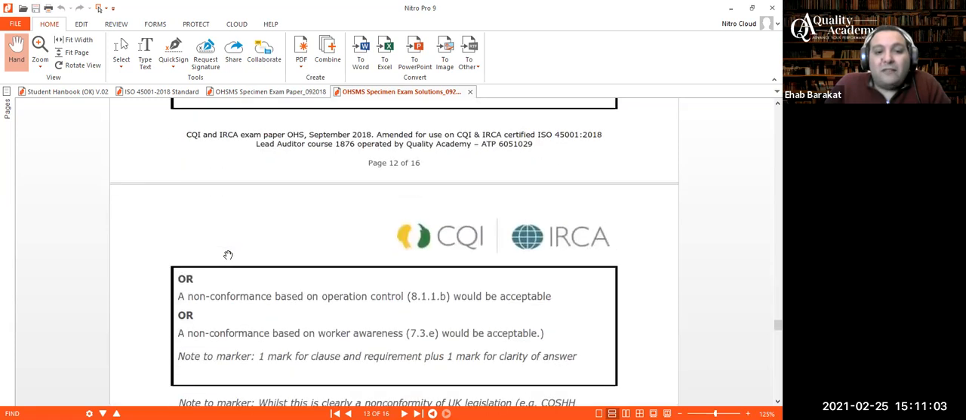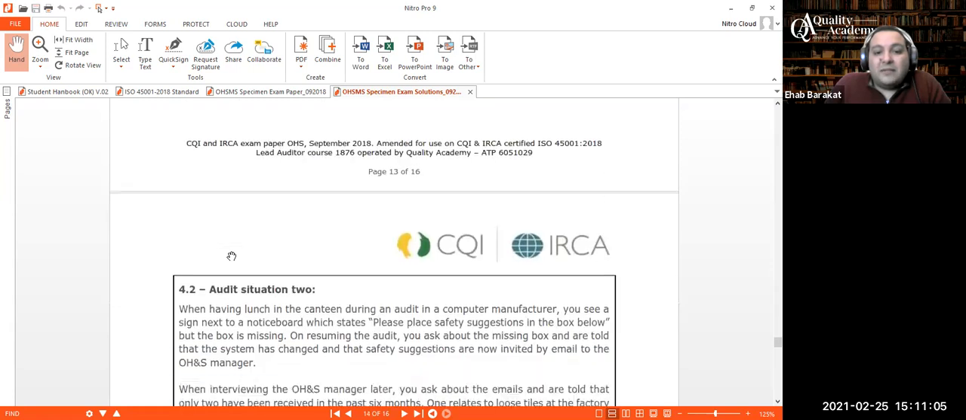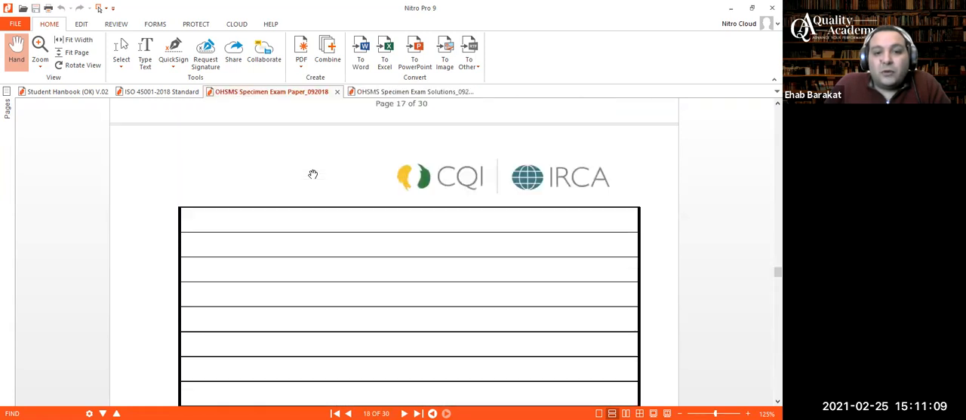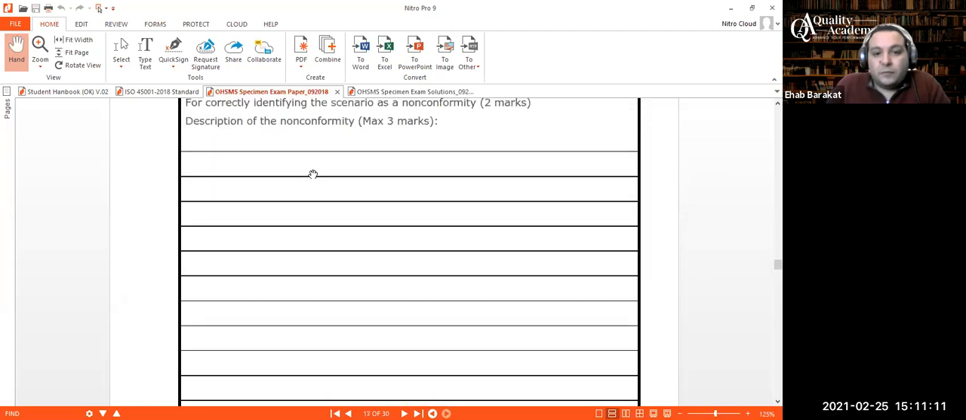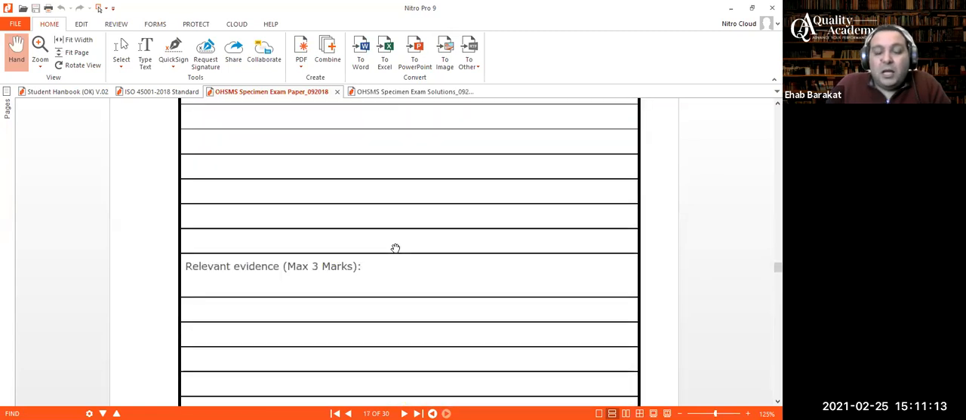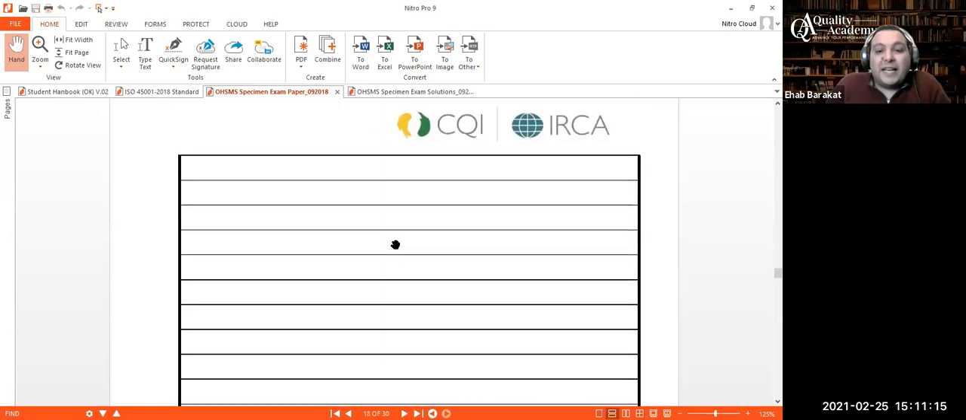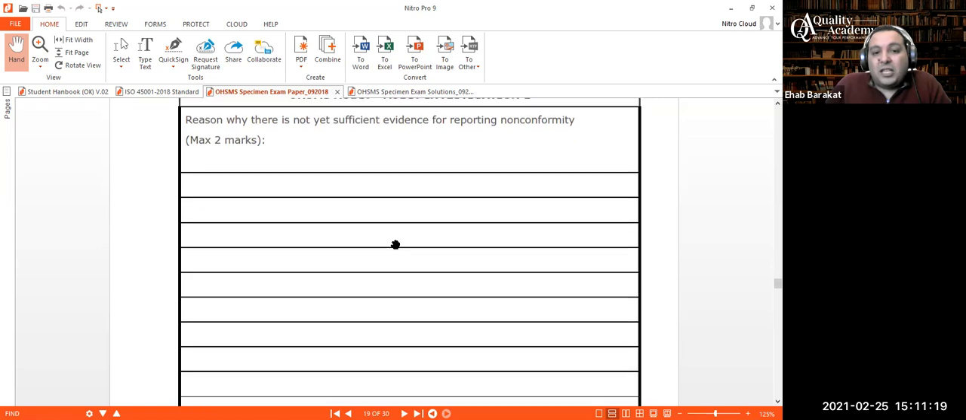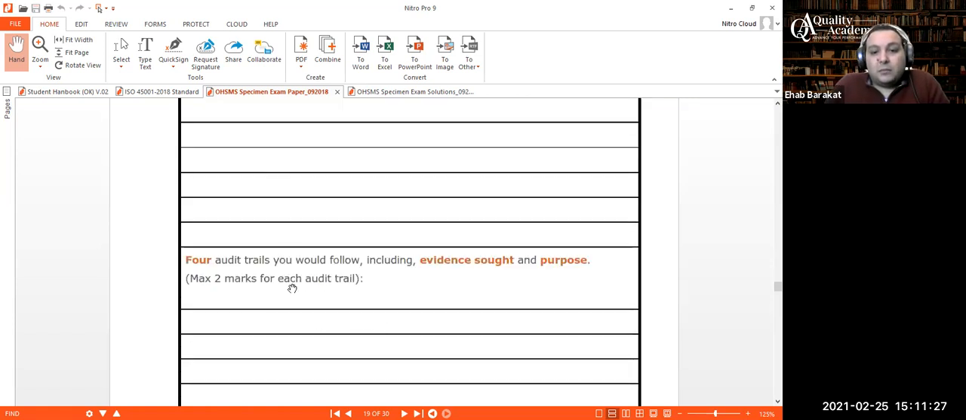Now, what if the scenario is an investigation? So you will not need to fill this format. Keep this format blank and go and fill the investigation template. In the investigation template, you will find 2 parts: reasons why there is no sufficient evidence to raise non-conformity, and you need to write 4 questions for audit trails.